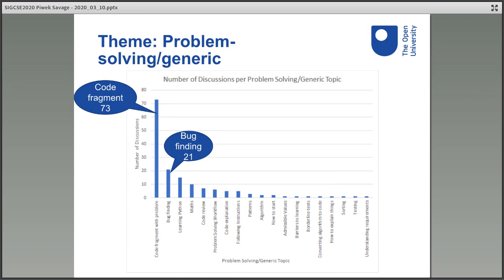Problem solving and generic topics are those which occur across multiple programming languages and typically have the same details. For example, a typical problem solving workflow will be largely independent of the target programming language. Similarly, discussions about how to learn Python could equally apply to C, Z80 assembly, or even Fortran. Dominant here was the generic issue of students providing a code fragment and a problem. Behind this was bug finding, and in third, issues relating directly to how to learn Python. We'll look at examples of code fragments and bug finding in a moment.